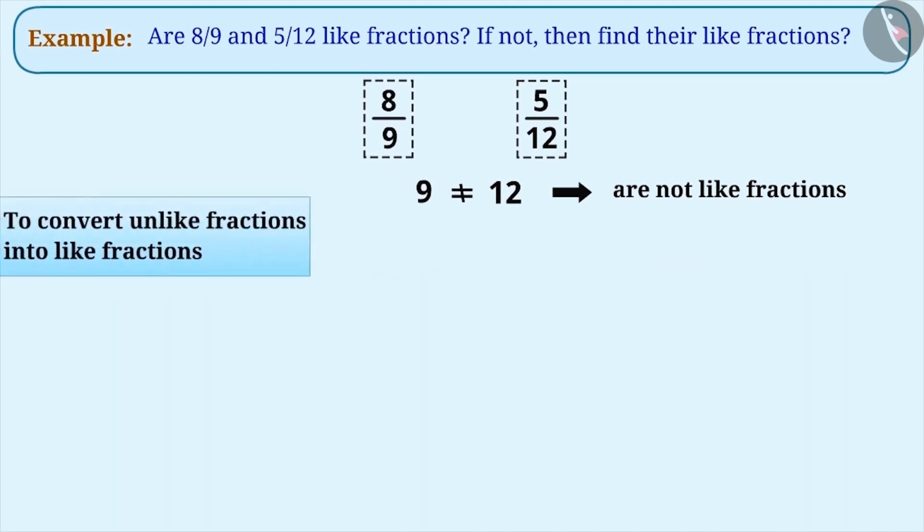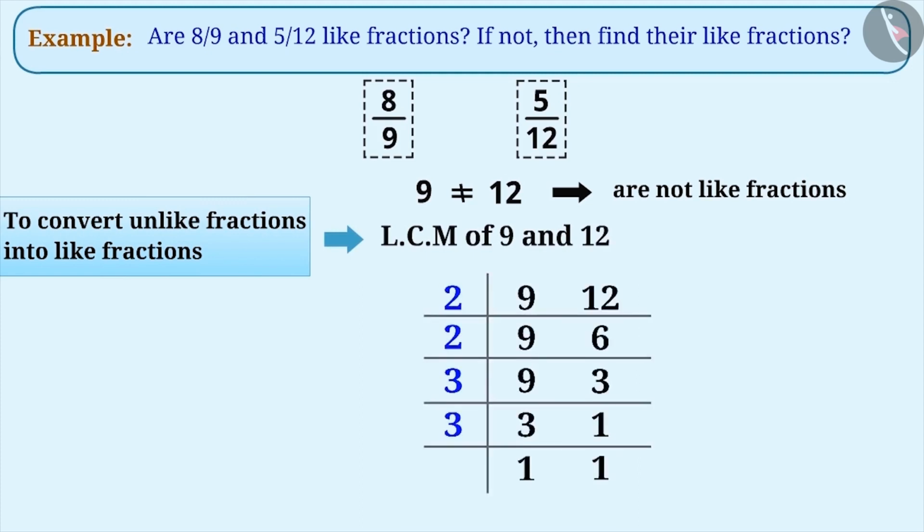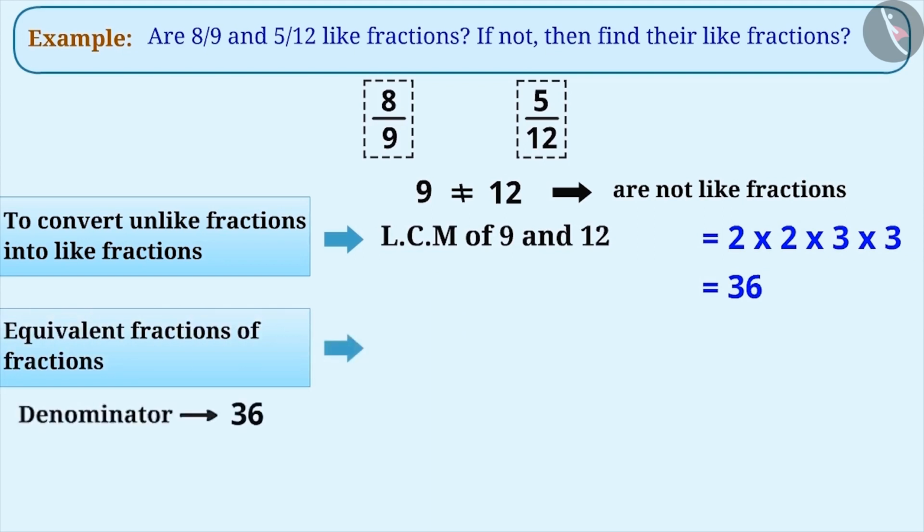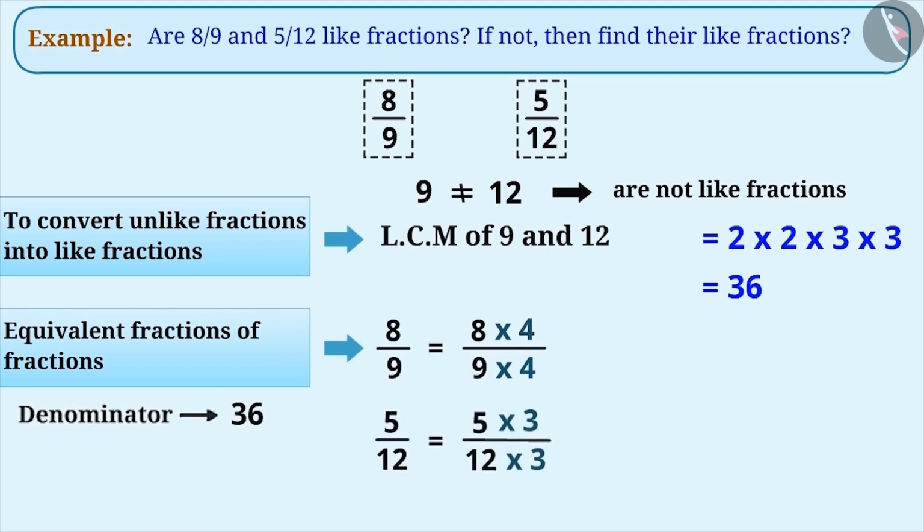To convert unlike fractions into like fractions, first we calculate the LCM of the denominators. LCM of 9 and 12 can be got like this. Therefore, the LCM of 9 and 12 is 2 into 2 into 3 into 3, that is 36. After finding the LCM, we find the equivalent fractions for both fractions in which the denominator will be equal to the LCM. For this, we will multiply the numerator and denominator of 8 by 9 by 4 and the numerator and denominator of 5 by 12 by 3.